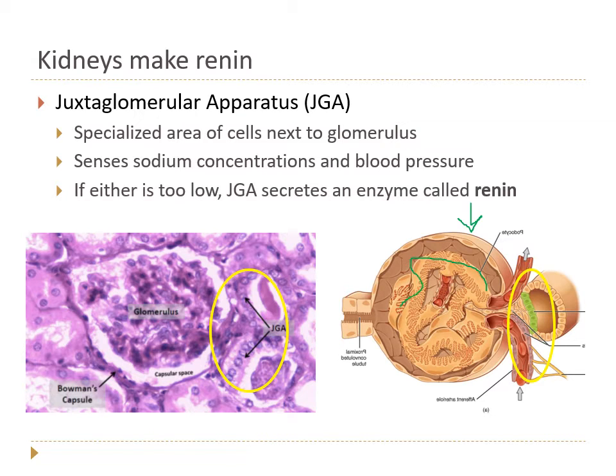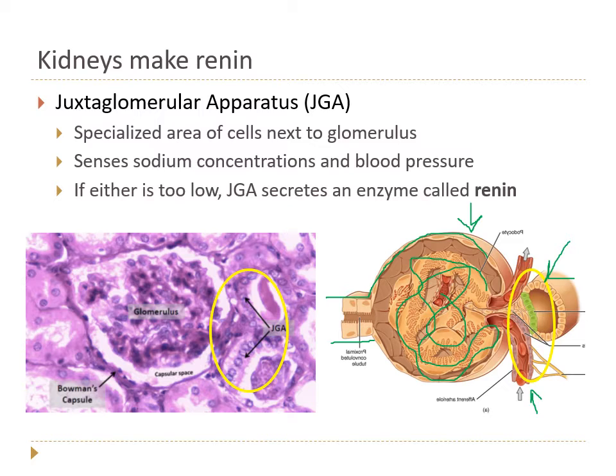This is the ball of glomerular capillaries in here. Here is Bowman's capsule and the beginning of the proximal convoluted tubule. And so what you'll see is that there's a special area of cells in this yellow circle here. See these green cells that are directly adjacent to the afferent arteriole. So this is the afferent arteriole in this particular image. And they are sensing blood pressure as well as sodium concentrations in that blood.